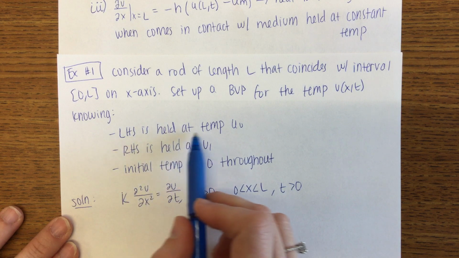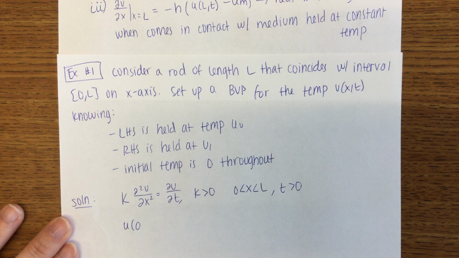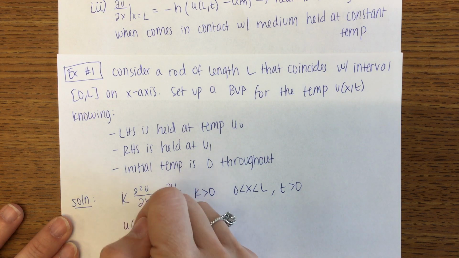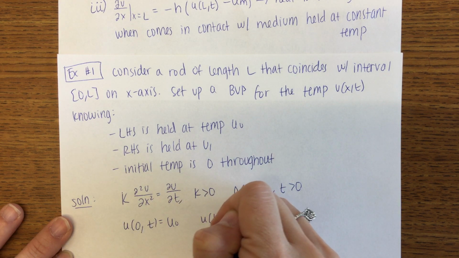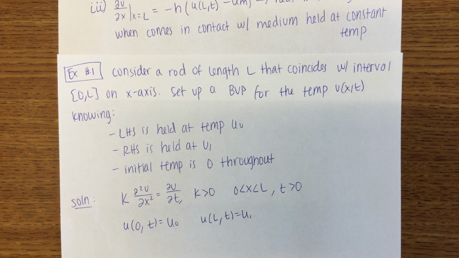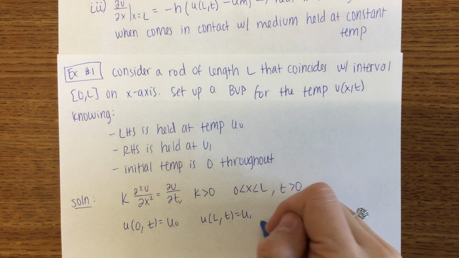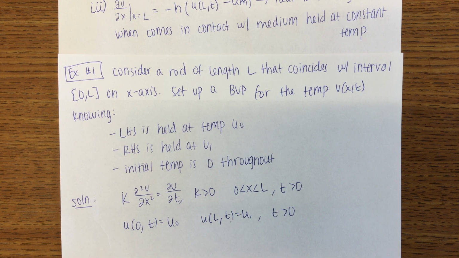Okay, left-hand side is held at a constant temperature. Left-hand side would be a position of 0. So when x is 0, whatever time it is, temperature is going to be U sub 0. Right-hand side would be when x is L. So that's held at a constant temperature, U sub 1. Because t is our variable here, it's a good idea to show that t has to be greater than 0. Your book is going to define the domain for every single line, so that's a good practice.